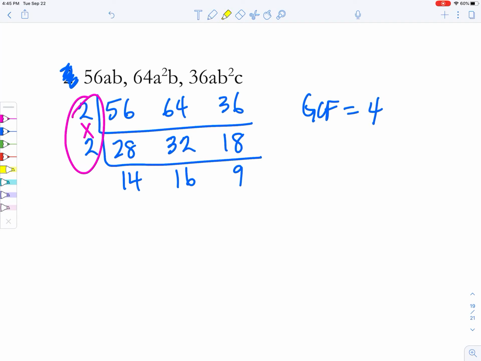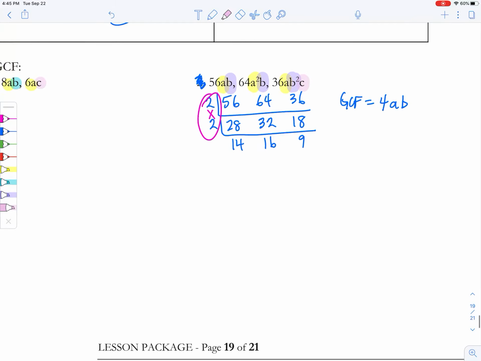And then I'm going to look at the letters. So I've got A, 1 A, then I've got 2 A's and 1 A. So the smallest number of A's is 1. And then I've got a B and a B and a B squared. So I can definitely factor out 1 B. And then I've got a C, but it only shows up once, so I'm out of luck. I can't include C as a common factor.